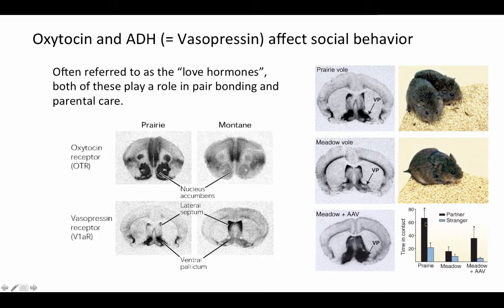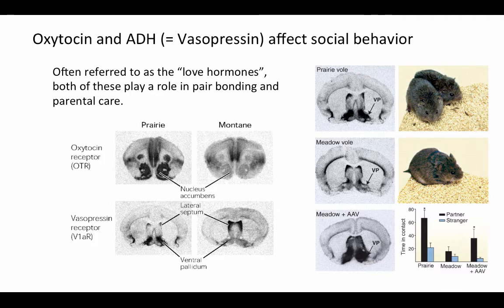So prairie voles spent much more time in association with their partner than they did other voles that they didn't know. Meadow voles spent more or less the same amount of time with individuals that they'd mated with as opposed to individuals that they didn't know that they hadn't mated with. But then when they were injected with this synthetic vasopressin, that percentage increased. They ended up spending more time in association with a mated partner than individuals that they didn't know.